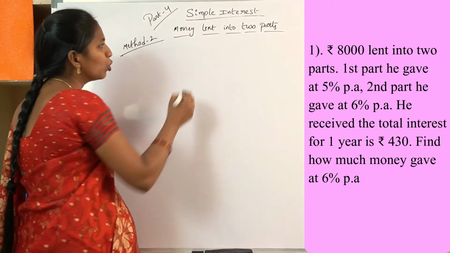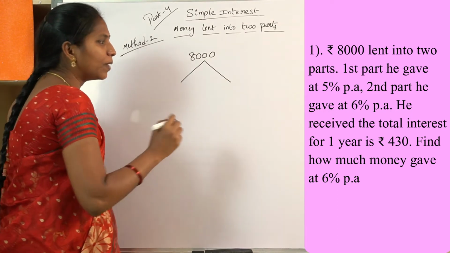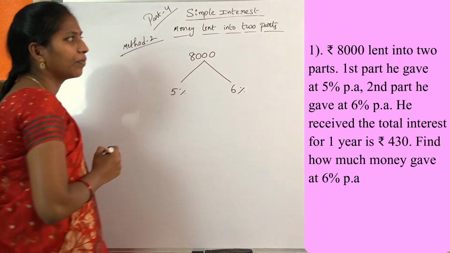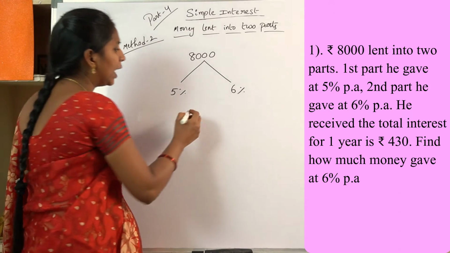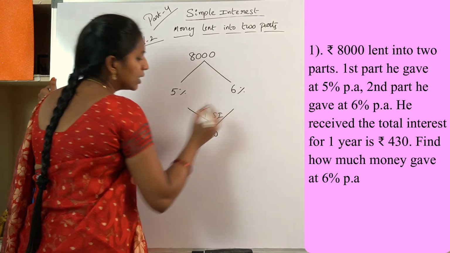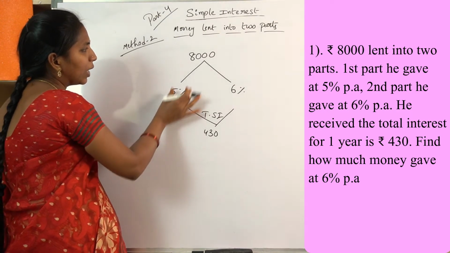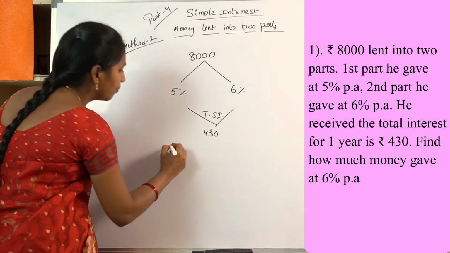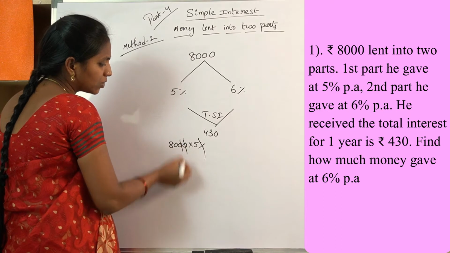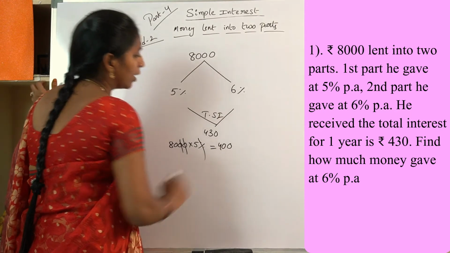8,000 rupees is lent in two parts. The first part is at 5% per annum and the second part is at 6% per annum. Finally he received 430 rupees as the total simple interest. First of all, I want to calculate 5% on this 8,000 rupees. 8,000 into 5%, what is the result? The zeros get cancelled, then 5 8s are 40, so 400.